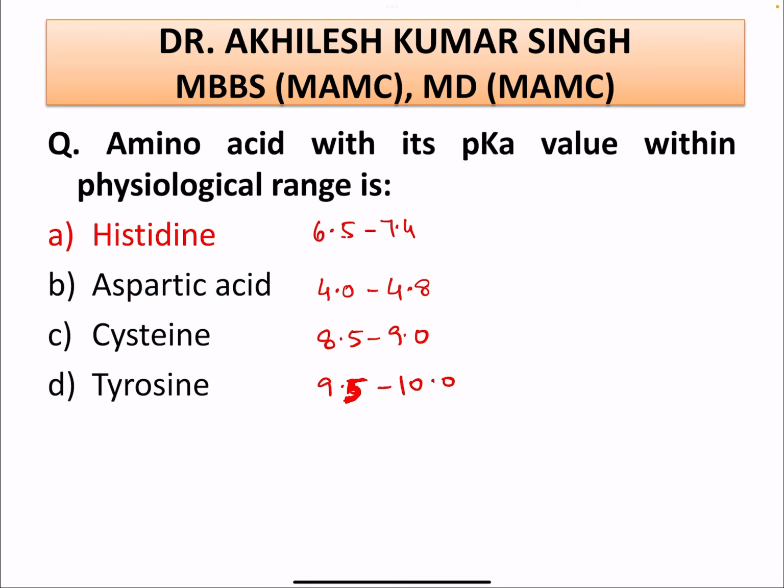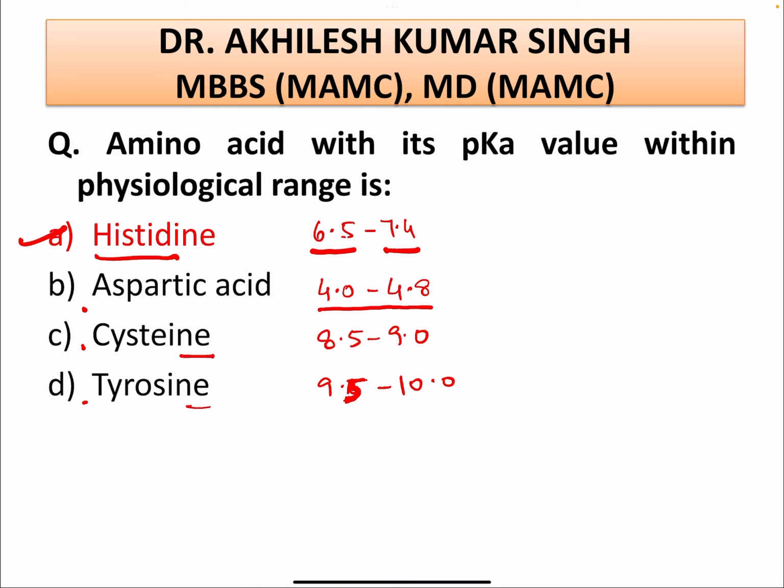So our answer will be histidine. The amino acid with its pK value within the physiological range will be histidine. The pK value is 6.5 to 7.4. For the remaining options B, C and D, aspartic acid has a pK value of 4.0 to 4.8, which is less than the pH of the blood.